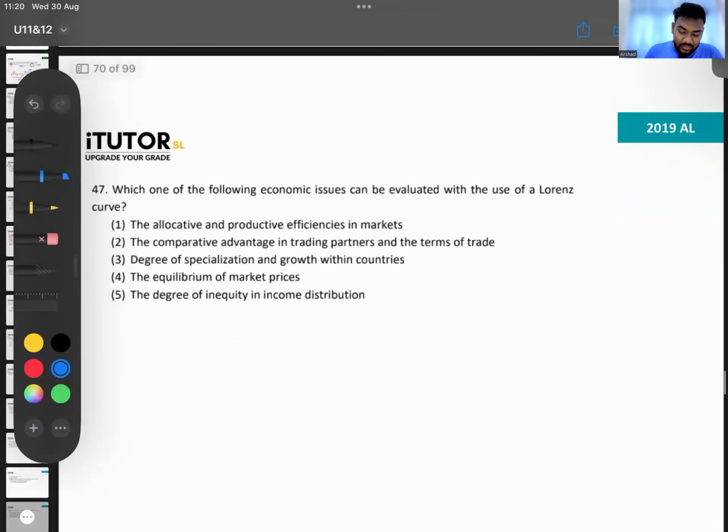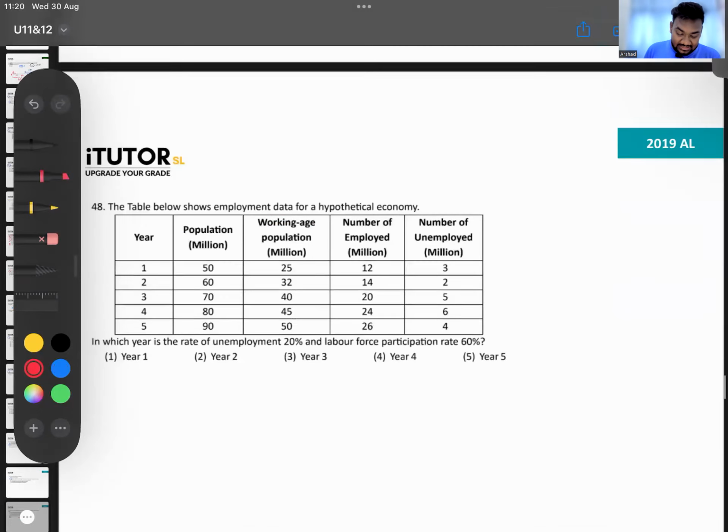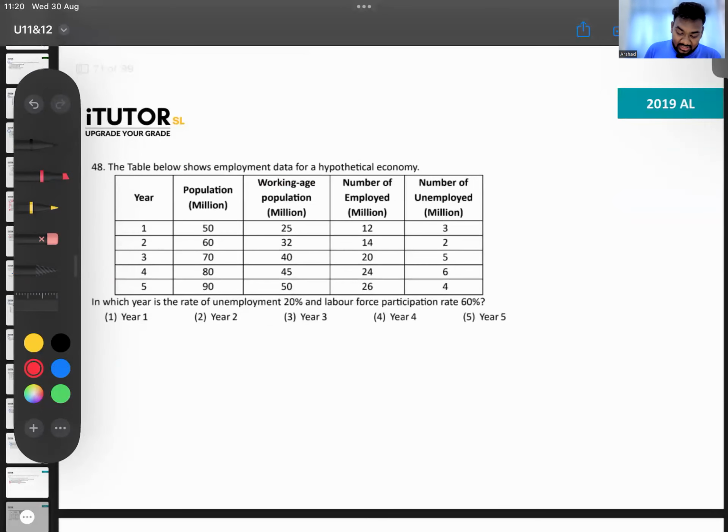47. Which of the following economic issues can be alleviated with the use of the Lorenz curve? Why are they asking these, y'all? No, same thing. What are they saying? Which can you talk about with the Lorenz curve? Guys, quickly give me answers so we can go faster now. I only have around 10-15 people giving me answers. Others? It's one. So with the Lorenz curve, you can look at the degree of income inequality. Good.